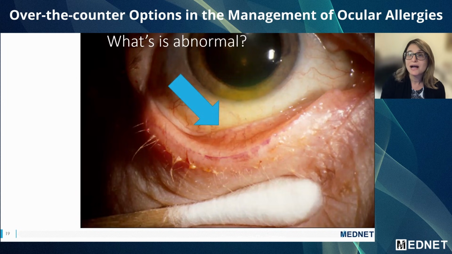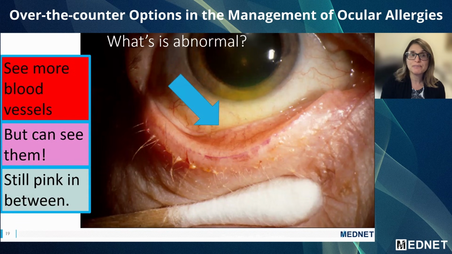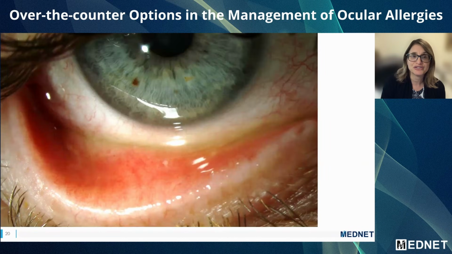on the eyelashes, but let's focus on the morphology of the palpebral conjunctiva. What we're seeing here are just more blood vessels, but we can still see them, and there's still pink between them, and this is what we call palpebral hyperemia. It's not specific, it just means there are more blood vessels, and that's why everything looks redder than what we consider normal. But here's where the pathology starts.